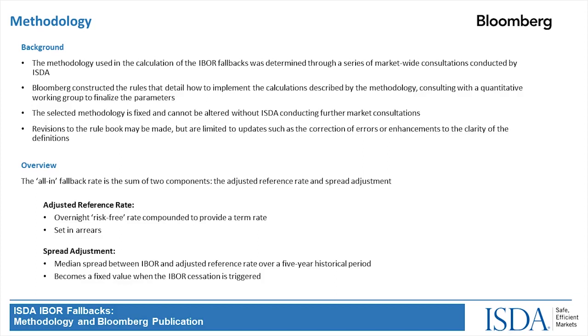The spread adjustment, used to adjust for the different nature of the rates, such as the difference in credit risk, is the median of the spread observed between the IBOR rate and its corresponding adjusted reference rate over a 5-year historical period. The value of the spread adjustment is calculated until the cessation of the IBOR is announced, at which point it becomes fixed at the last calculated value. All 3 of these rates, the fallback, adjusted reference rate, and spread adjustment, are published for each weekday.